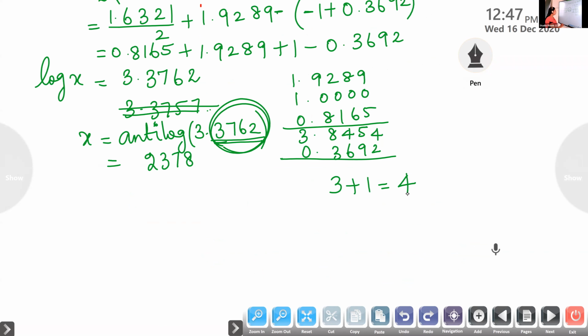So from the front, we have to shift the decimal 4 places after this. So it is 2378.0, which is same as 2378. This 2378. Is it okay, children? Is it clear?